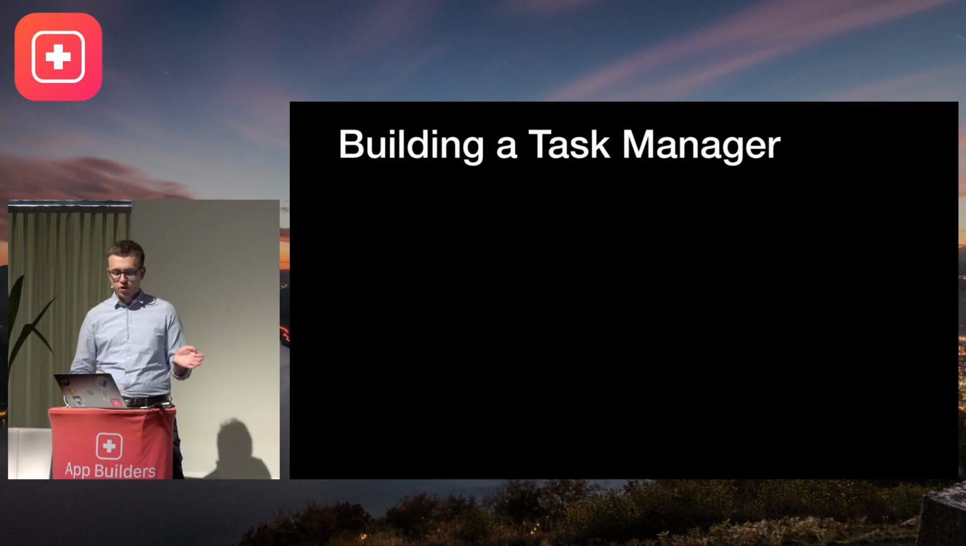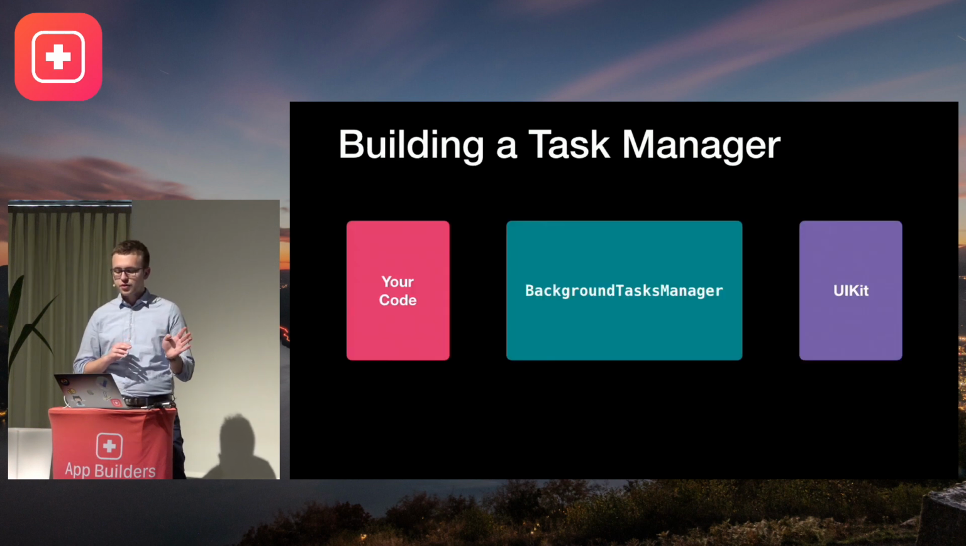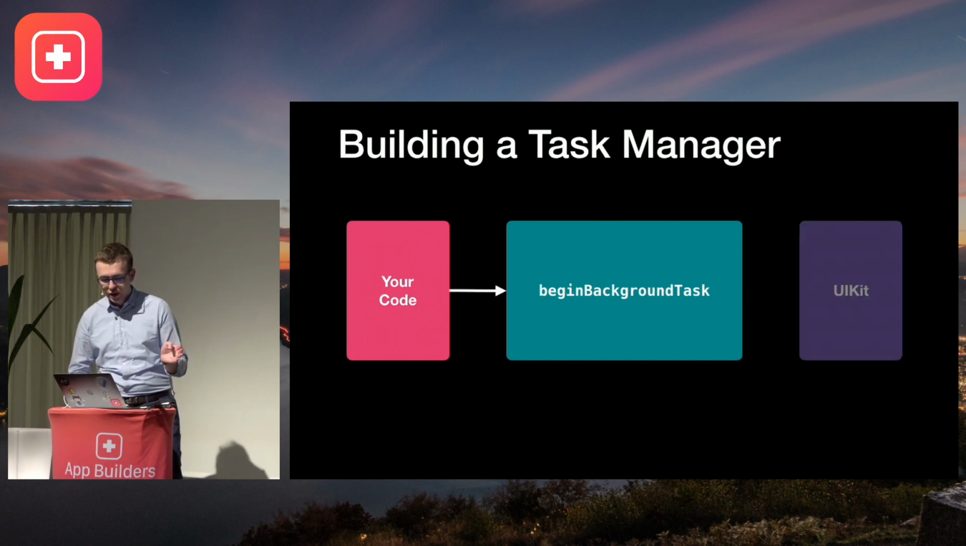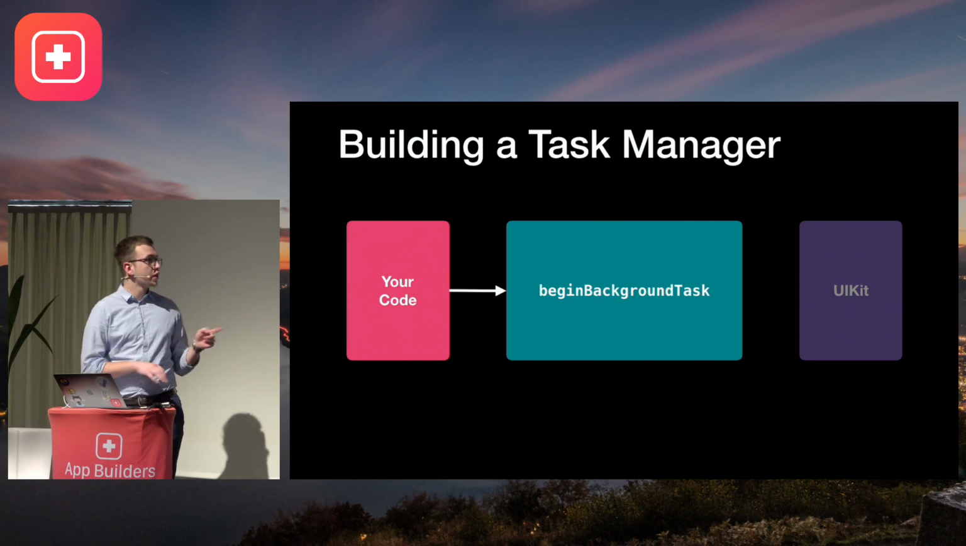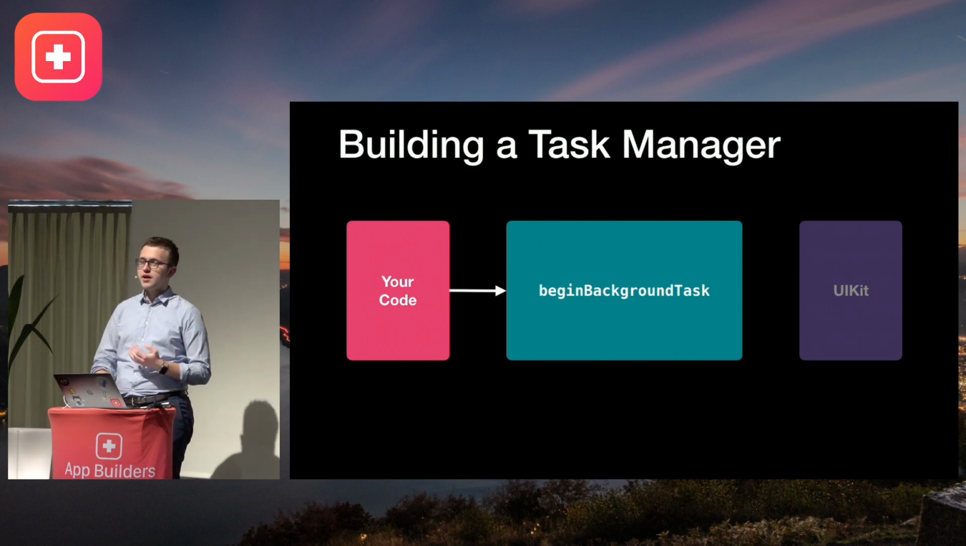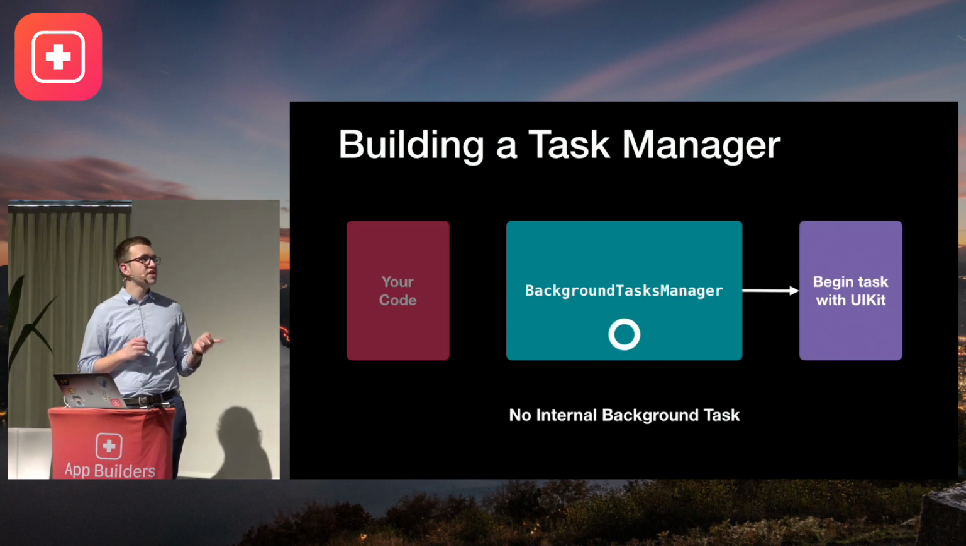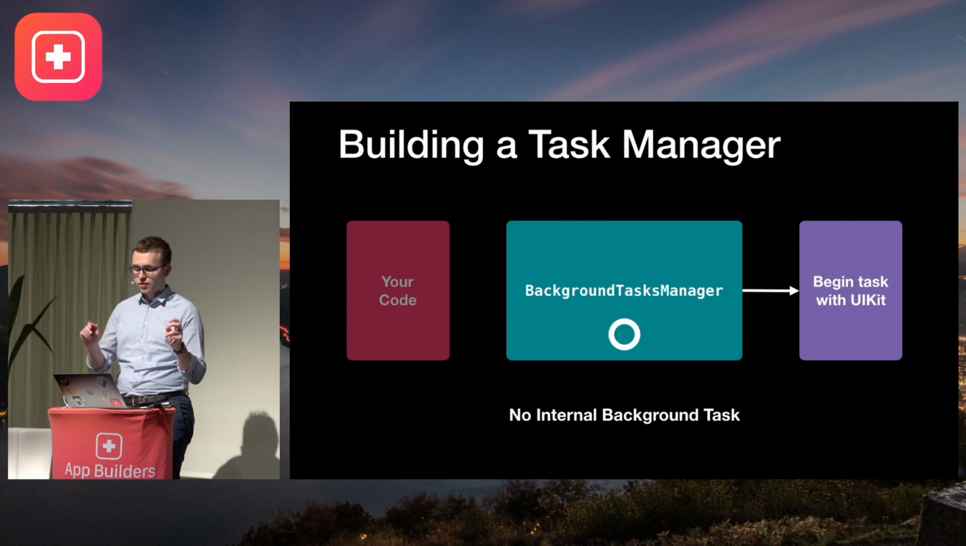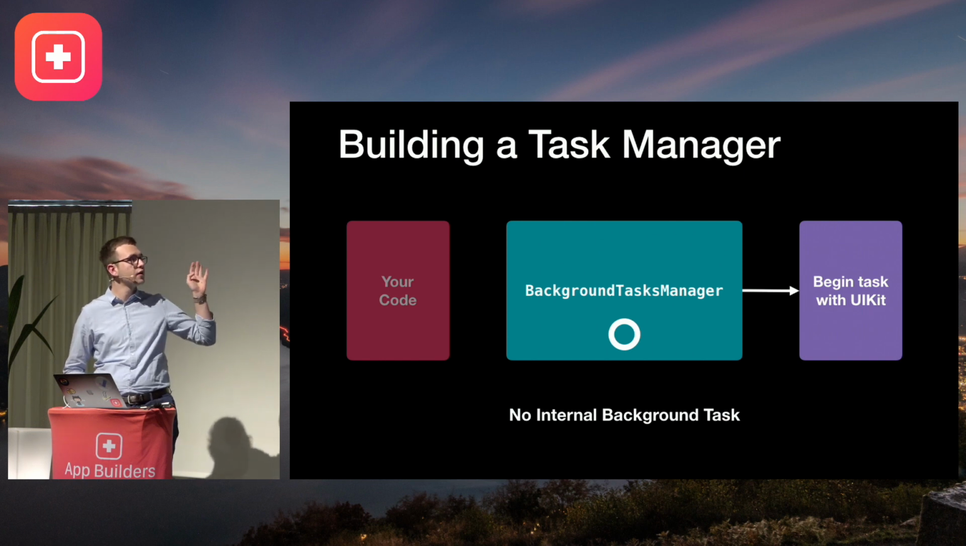This is an overview of how it would work. We have 3 actors: your code, the background task manager, and UIKit. So you start by calling begin background task on your manager with the code that you want to run and the expiration handler that you should use. If it doesn't have an internal real background task, the manager will ask the UIApplication to start one. It's going to save it and register its own expiration handler that's completely opaque to your code.